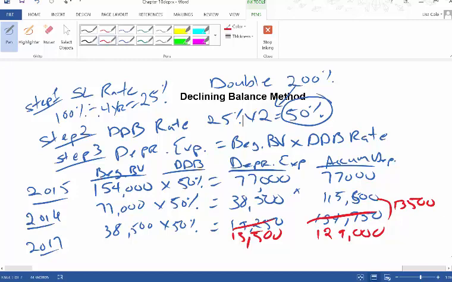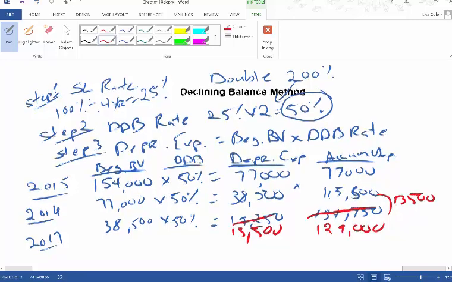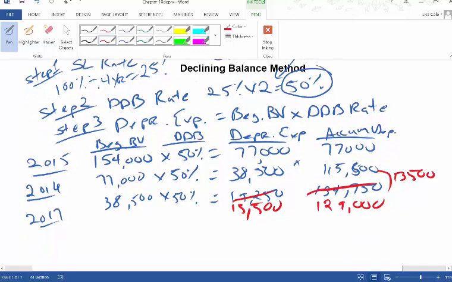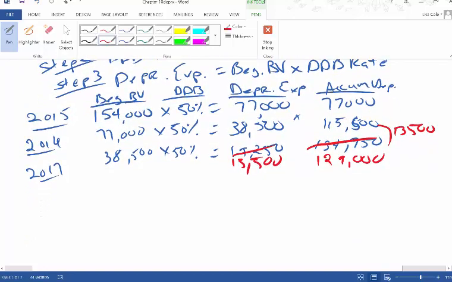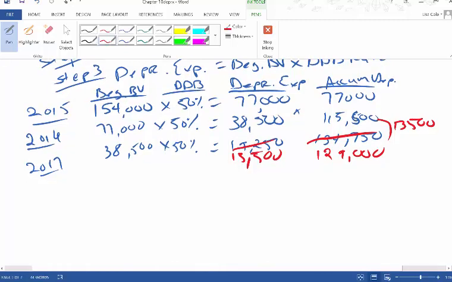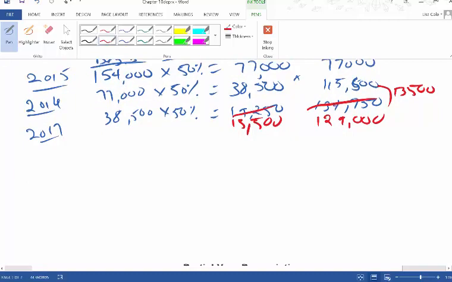So that is what we call the double declining balance method of depreciation. We looked at three methods: the straight line method, the units of production method, and the double declining balance method. And so let's keep going here.